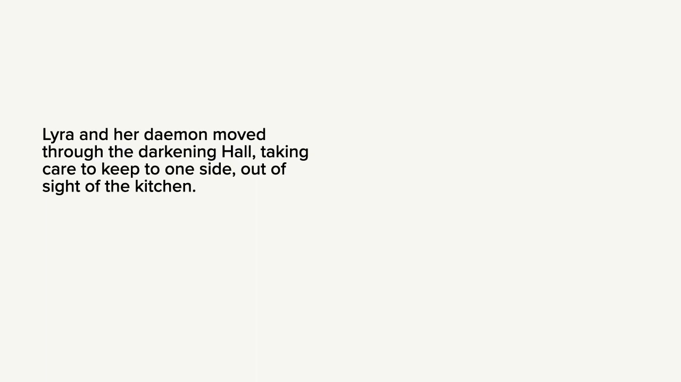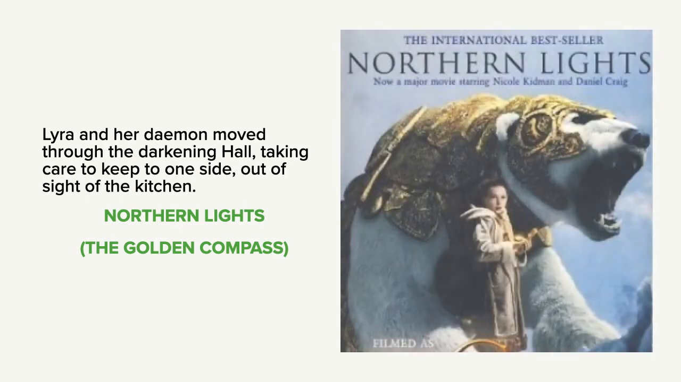Lyra and her demon moved through the darkening hall, taking care to keep to one side, out of sight of the kitchen. That one is from Northern Lights, or sometimes called The Golden Compass. There we go. These 2 very old people are the father and mother of Mr. Bucket. That one is from Charlie and the Chocolate Factory.